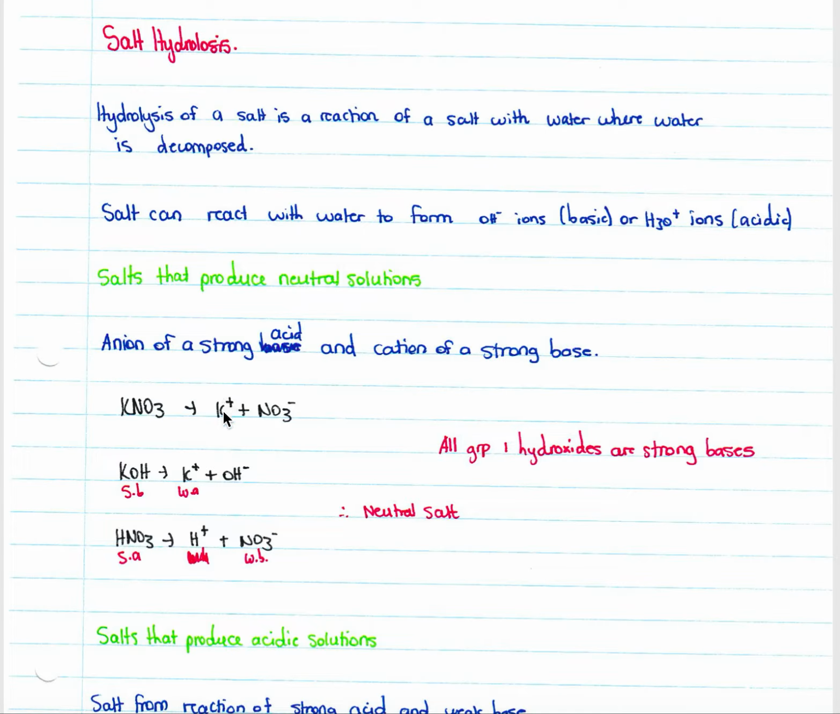K plus, we can assume, would have come from KOH, which is a strong base. Therefore, K plus is a weak conjugate acid, as shown here. If we look at NO3, we know that would have come from HNO3, which is a strong acid. Therefore, NO3 minus is a weak base.